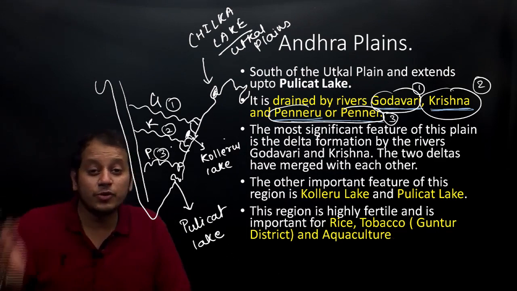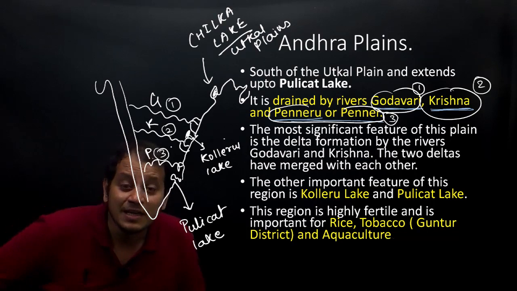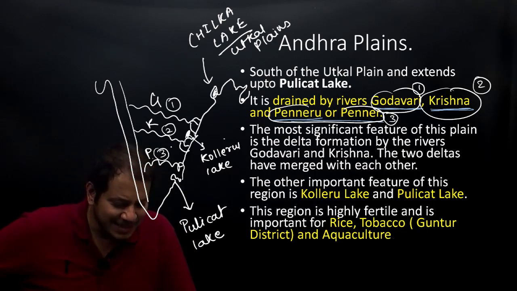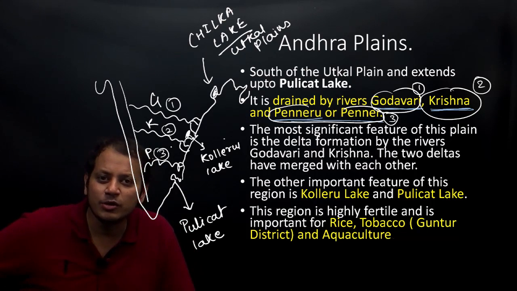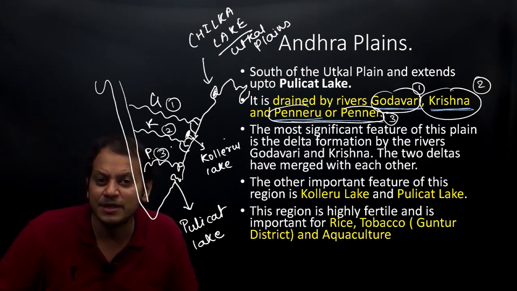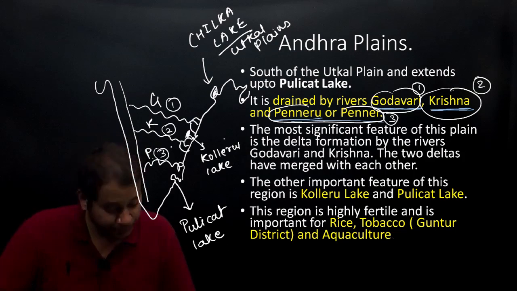Now, the questions which can come in the examination: they can ask you whether Penneru is a tributary of Godavari or Krishna, or is it an independent river? It is an independent river. It is a smaller river which lies on the eastern part of India. It is not a tributary of Krishna or Godavari.